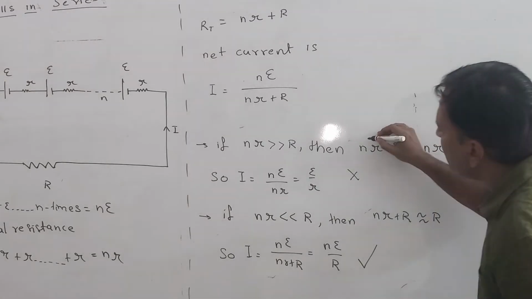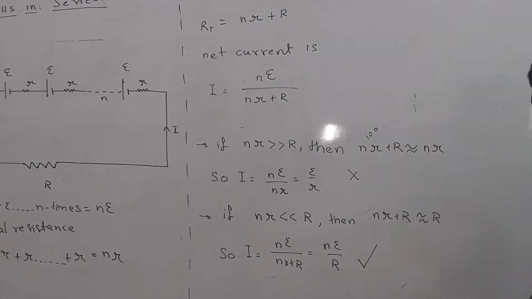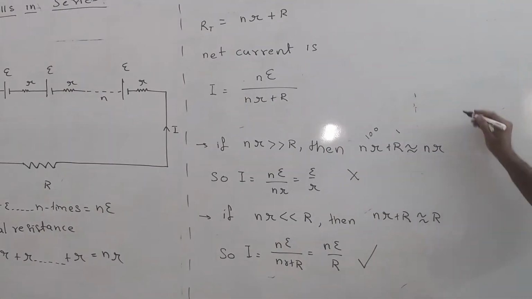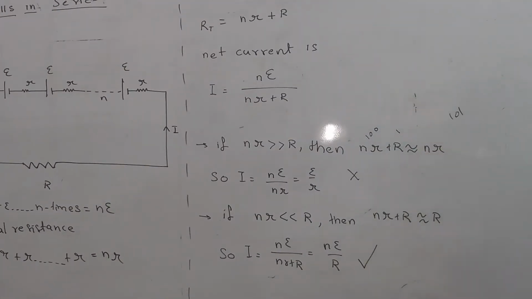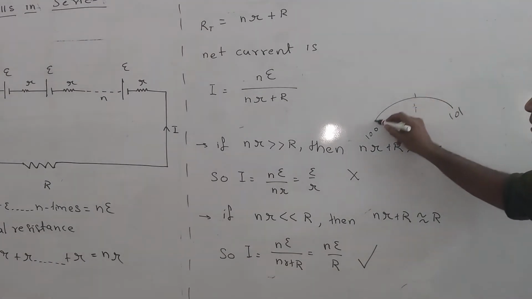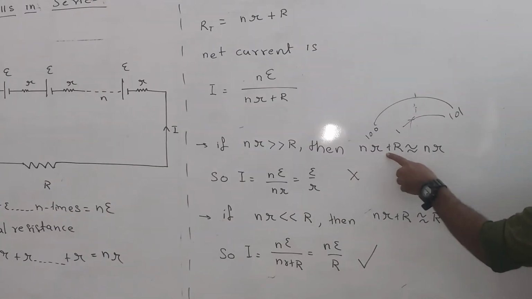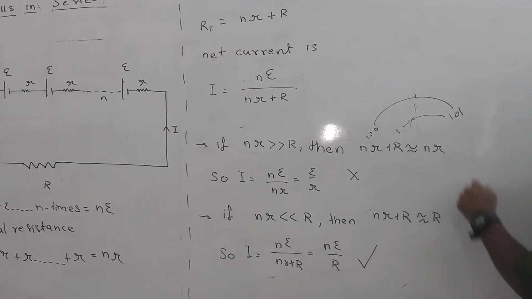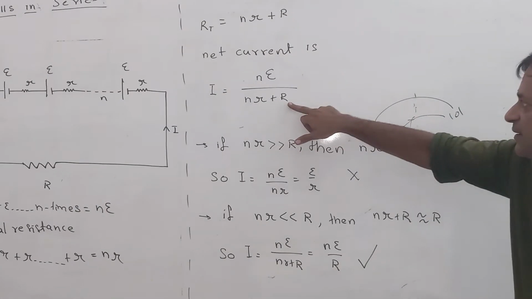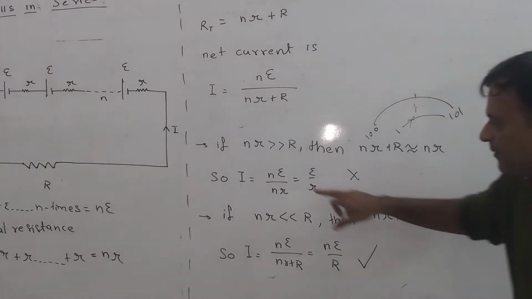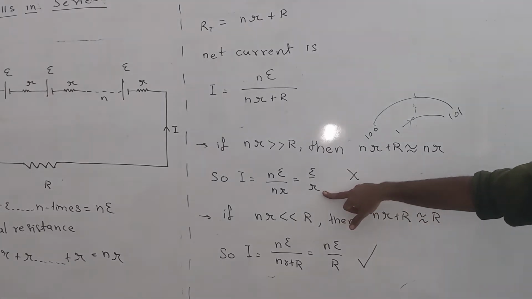Let me make you understand. Suppose this has a magnitude of 100, this has a magnitude of 1, the actual result will be 101. But this 101 is closer to 100, it is not that close to 1. So approximately we can write nr plus R is nearly equal to nr. So instead of this, we simply put nr. The total resistance becomes nr. What does this give you? Epsilon upon r.